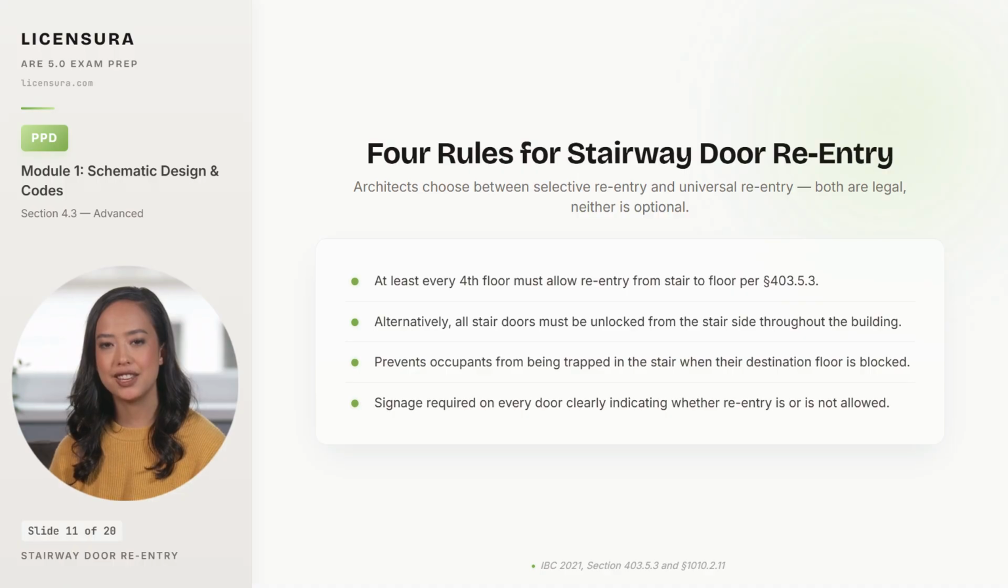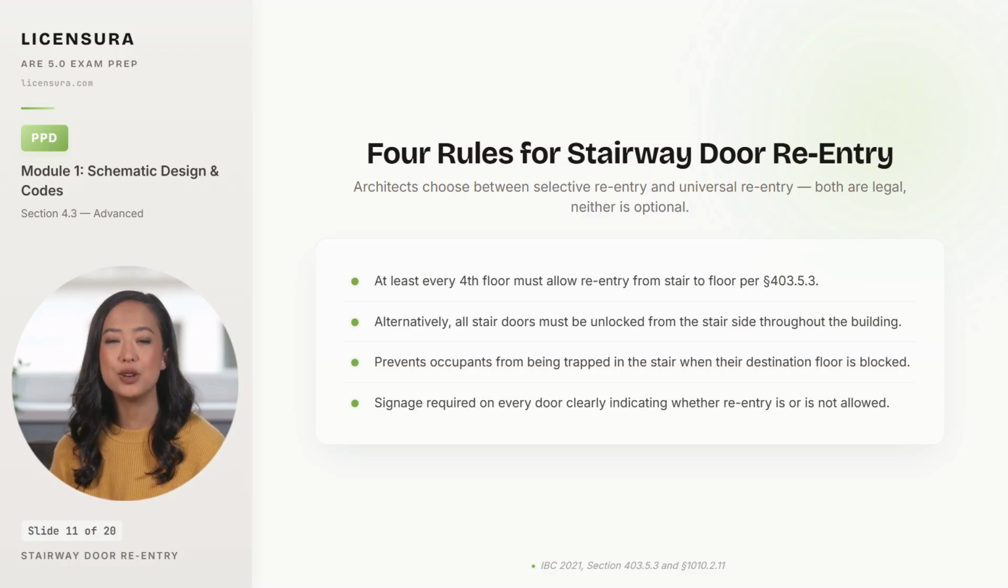4 anchors define the stairway door re-entry rule, and the design choice is binary. First, the selective option. At least every 4th floor must allow re-entry from the stair side back to the floor, per Section 403.5.3 of the IBC. The other floors lock from the stair side for tenant security reasons. Second, the universal option. All stair doors throughout the building remain unlocked from the stair side, eliminating the issue at the cost of tenant-level lockout discipline.